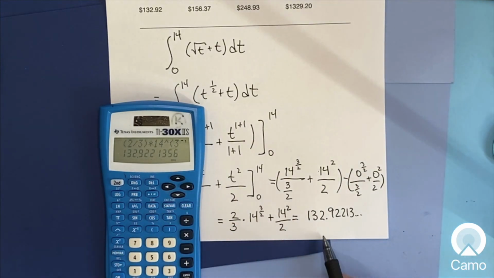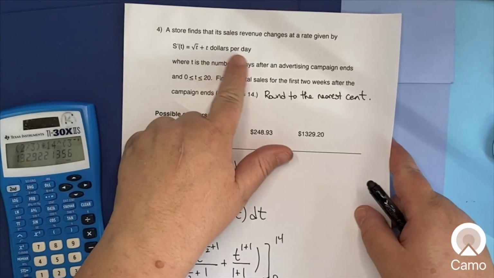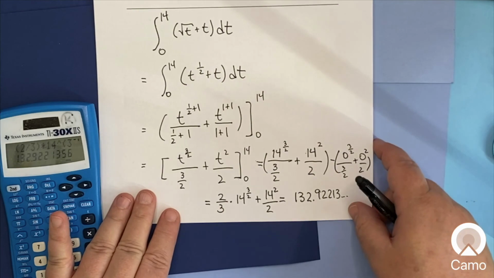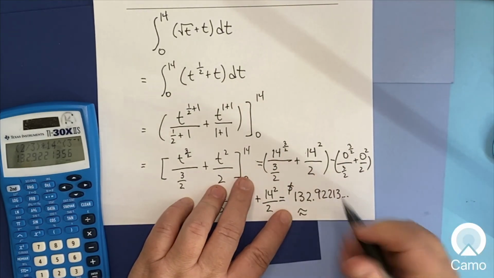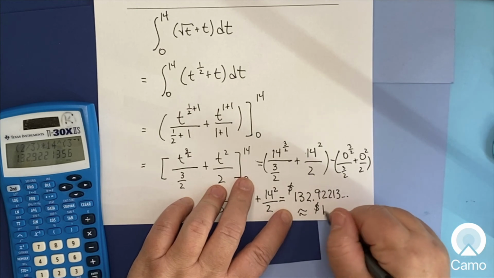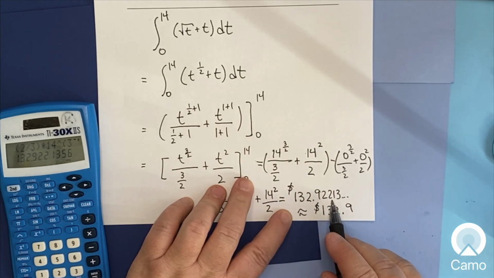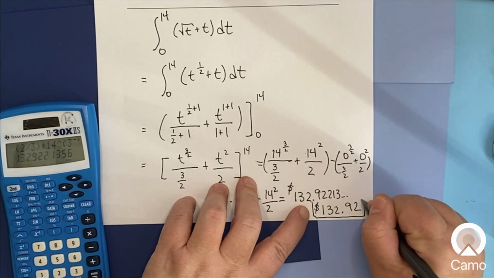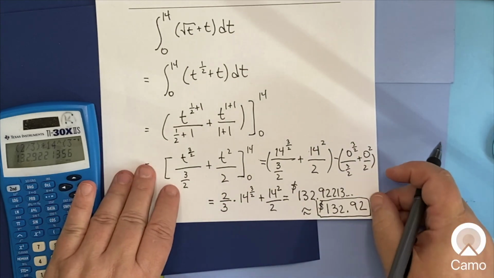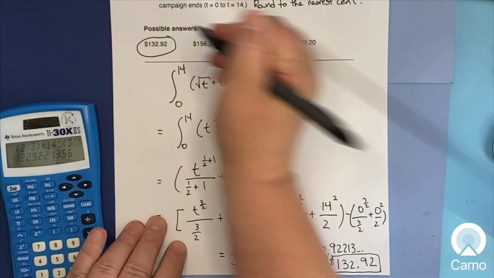Now, remember, this is in dollars per day. So if we take the total, this is going to be the total dollars, and we're supposed to round. So I get 132.9, and then I look here and I see 2 2's, so it's going to be 0.92. So let's see, is 13292? It is. It's right there.